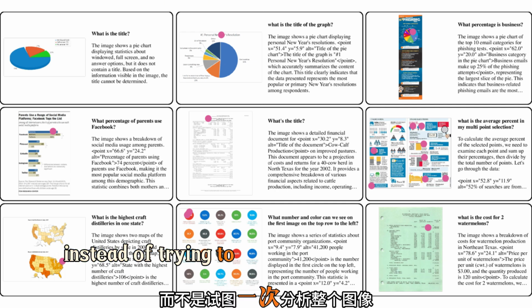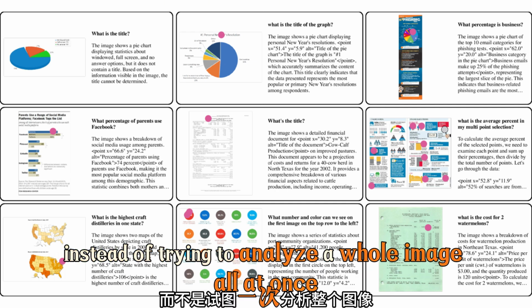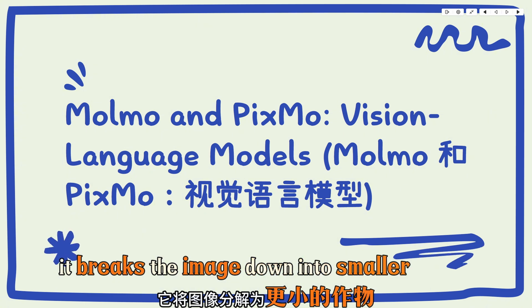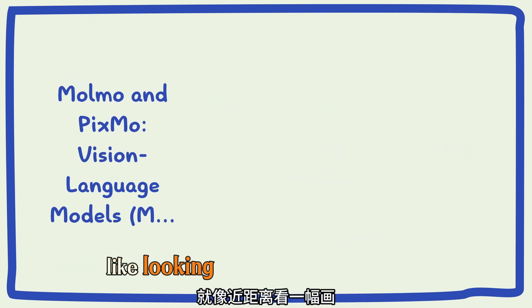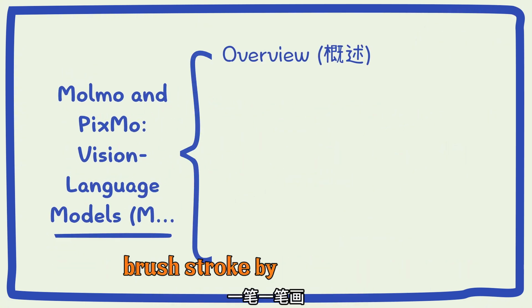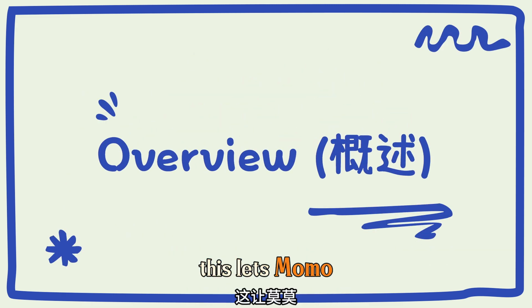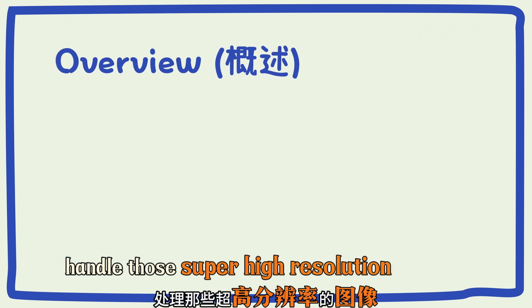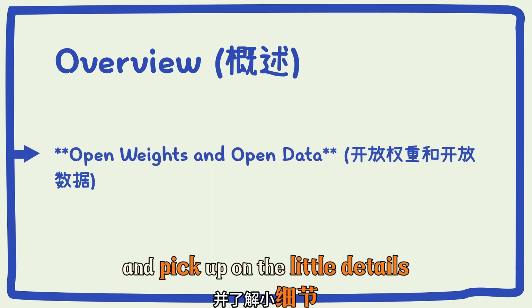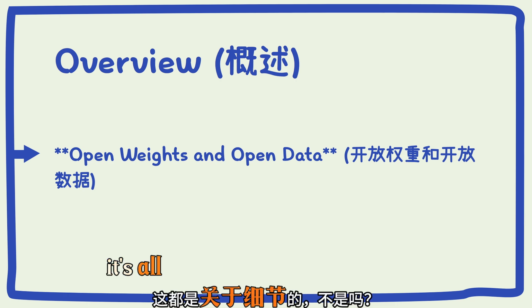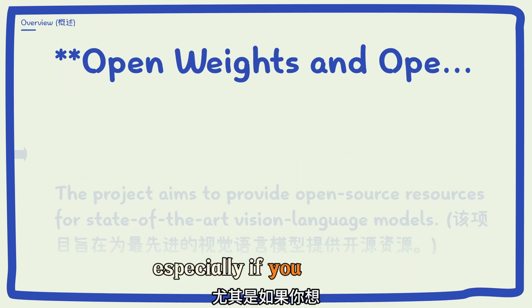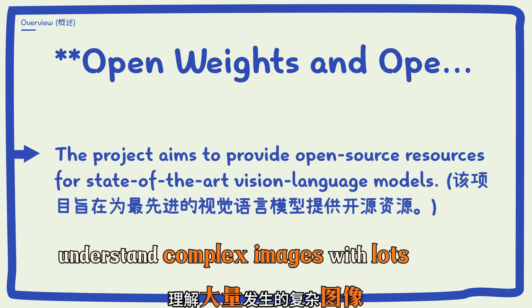Well, instead of trying to analyze a whole image all at once, it breaks the image down into smaller crops, like looking at a painting up close, brushstroke by brushstroke, before stepping back to take in the whole picture. This lets Molmo handle those super high-resolution images and pick up on the little details that other models miss. It's all about the details, isn't it? Right. Especially if you want to understand complex images with lots going on.